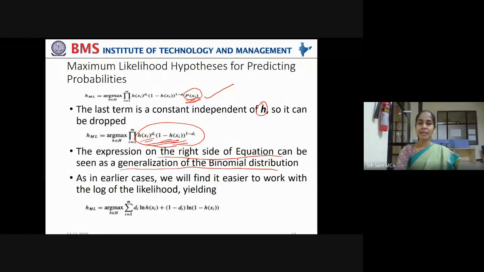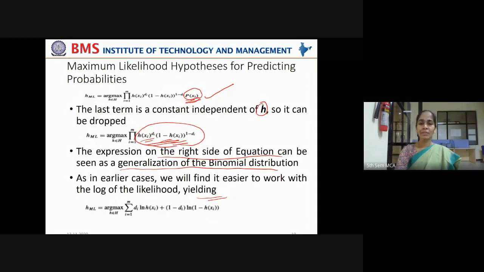Now, as in earlier cases, we will find it easier to work with the log of the likelihood. Rather than using the entire term as it is, in order to make it more manageable, let us apply log so that the values will be brought down a little. If there are too high values, they will be brought down.